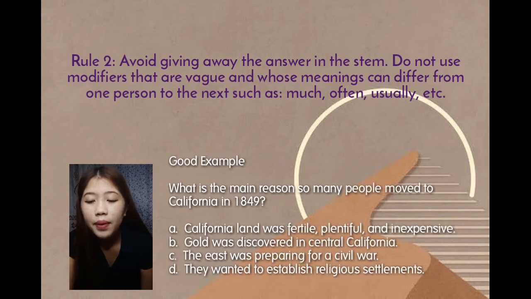the good example is, what is the main reason so many people moved to California in 1849? A. California land was fertile, plentiful, and expensive. B. Gold was discovered in Central California. C. The East was preparing for a civil war. D. They wanted to establish religious settlements.